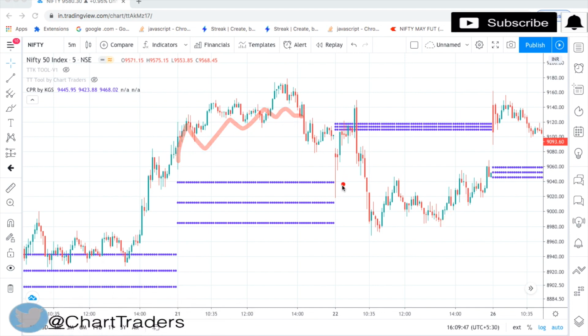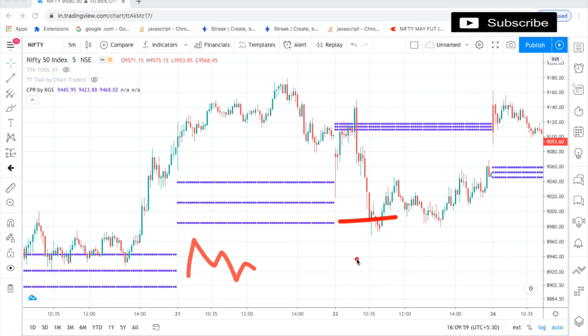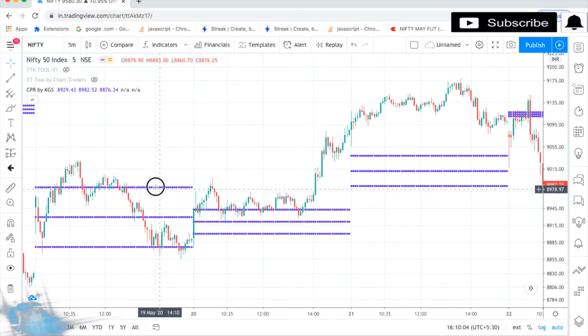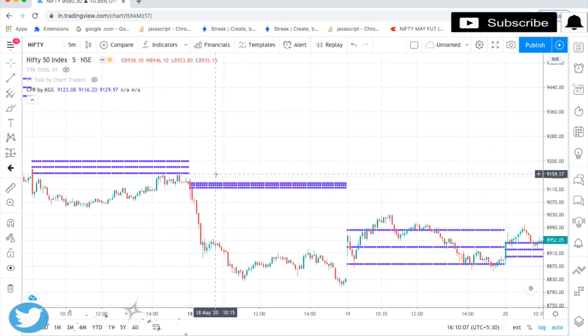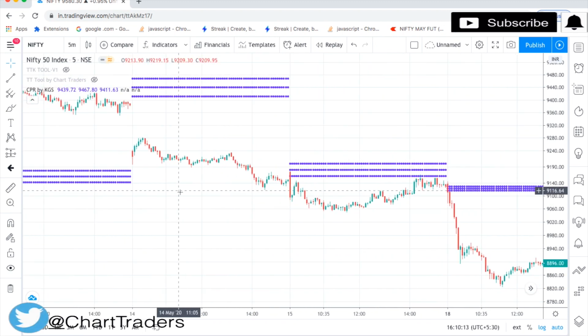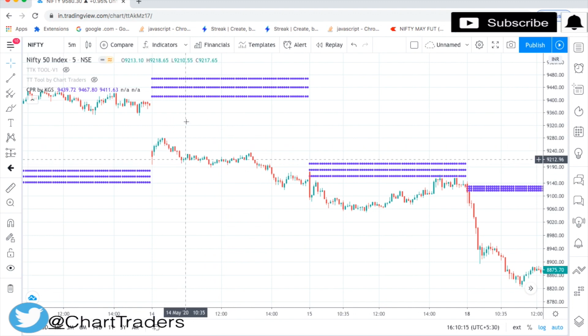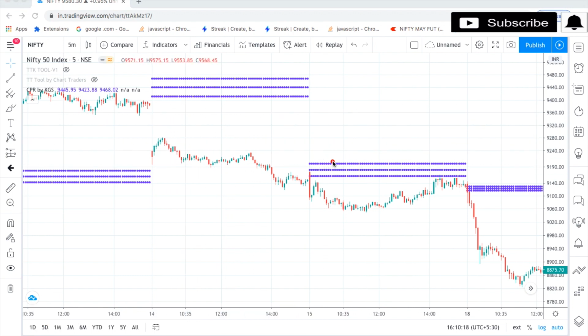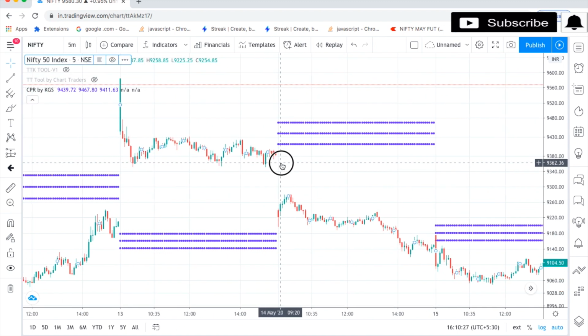On the next day you extend this CPR line, and when price touches it you can buy or sell according to the requirement. If price is below the CPR, then on the next day if price comes here you have to sell. Let's see one more example. Now in this example price is below the CPR line, but on the next day price does not come here. If price had come here we would have to sell, but it did not come to the CPR level.